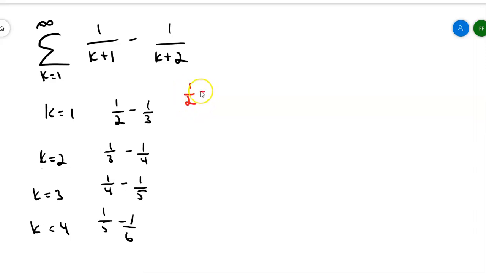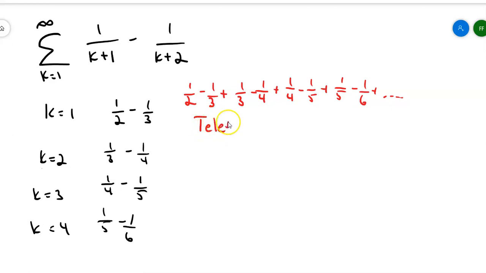I get a half minus a third, that's from the first term. Then I get a third minus a fourth, that's from the second term. I get a fourth minus a fifth, that's the third term. I get a fifth minus a sixth, and then it keeps going. We have a name for this. We call this a telescoping series.